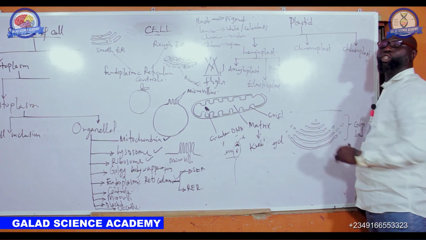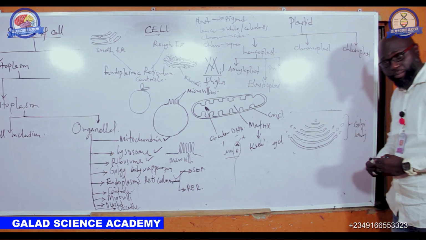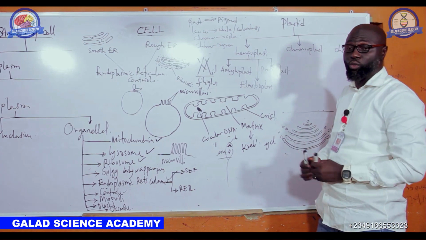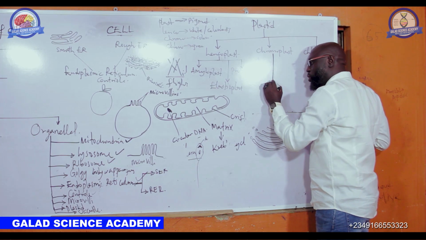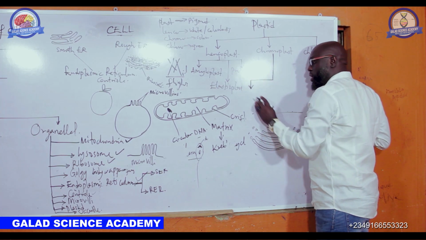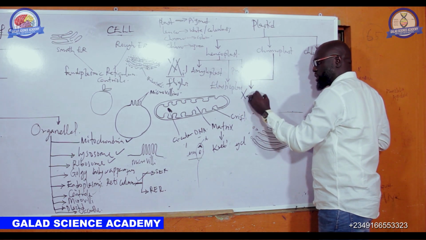And the next one we have is chromoplast. The chromoplast is the color pigment in plants, and it is comprised of two things. Other chromoplasts, we have what we call xanthophyll.